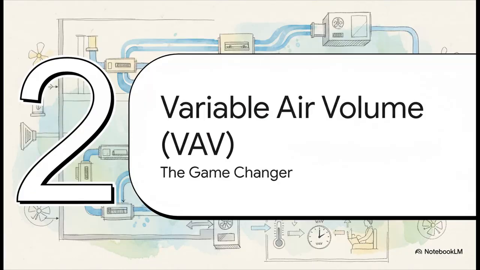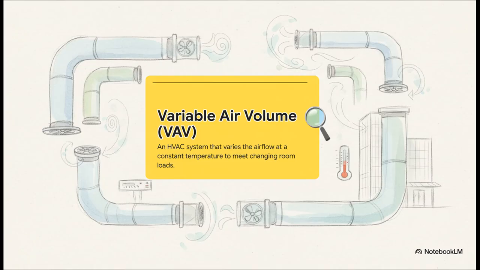Okay, enter the game changer, variable air volume, or VAV. This is the smart, efficient answer to CAV's energy problem. Seriously, this is the system you're going to see in pretty much every modern office building you walk into. So VAV completely flips the script from CAV. Instead of a constant volume of air at different temperatures, VAV gives you a variable volume of air that's always at the same temperature. The main unit chills all the air down to, let's say, 55 degrees.